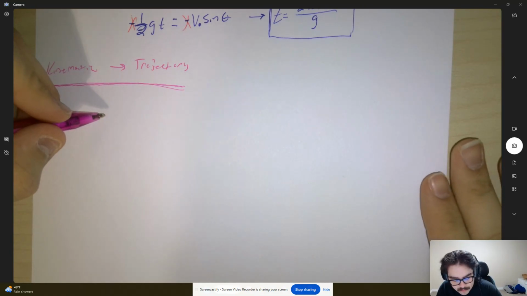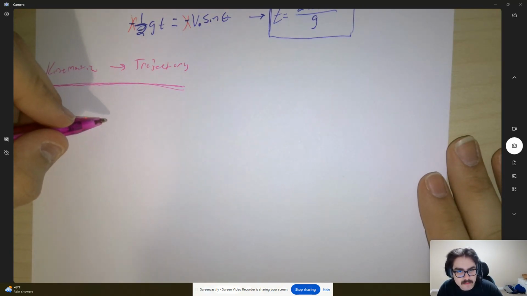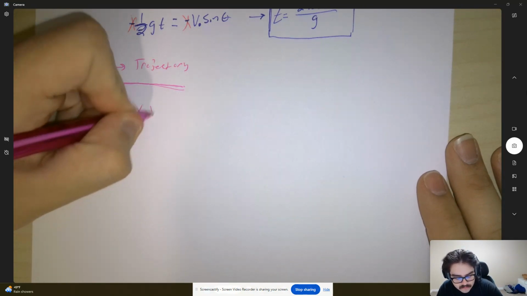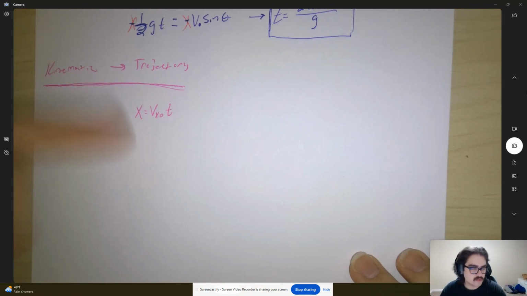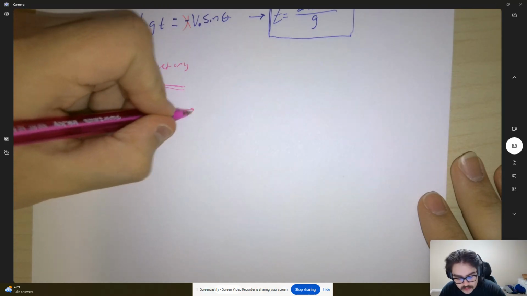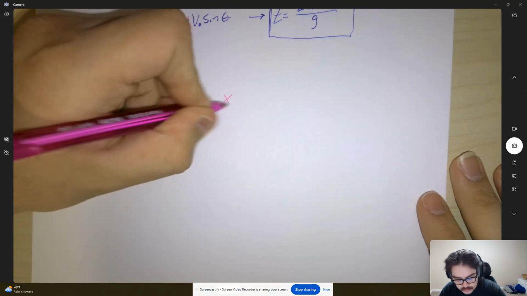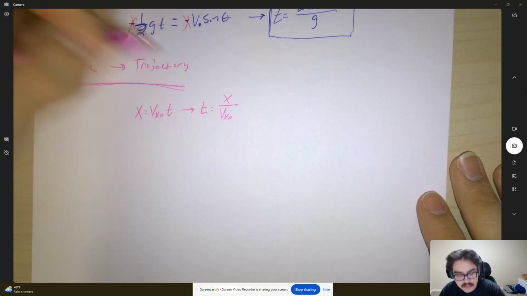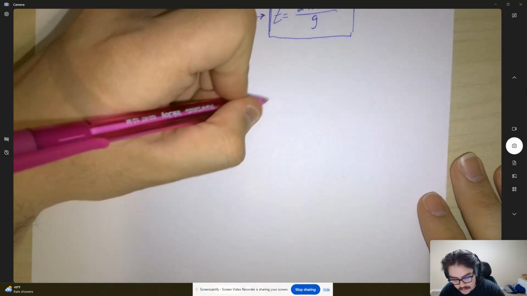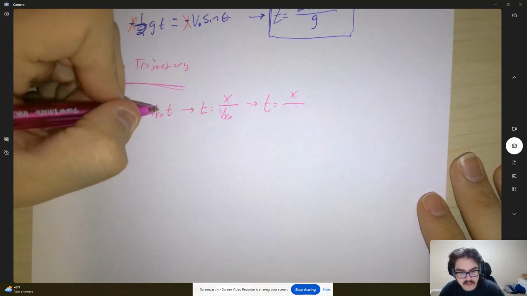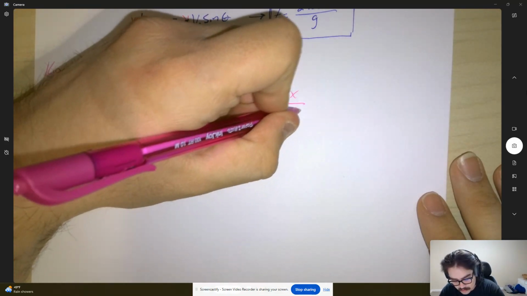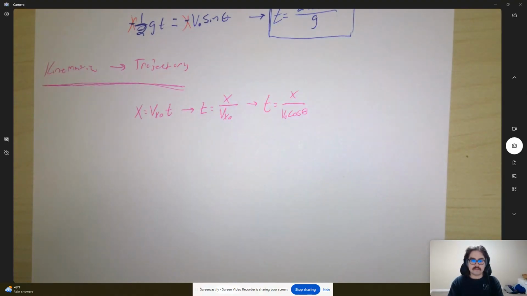Okay. So what I'm going to do is start with my basic kinematic equation for x. X equals vx naught times t. And there's no acceleration in the x direction, and our initial position is going to be 0. Well, from this equation, I can get that time is equal to x over vx naught, and vx naught is just v naught cosine theta.